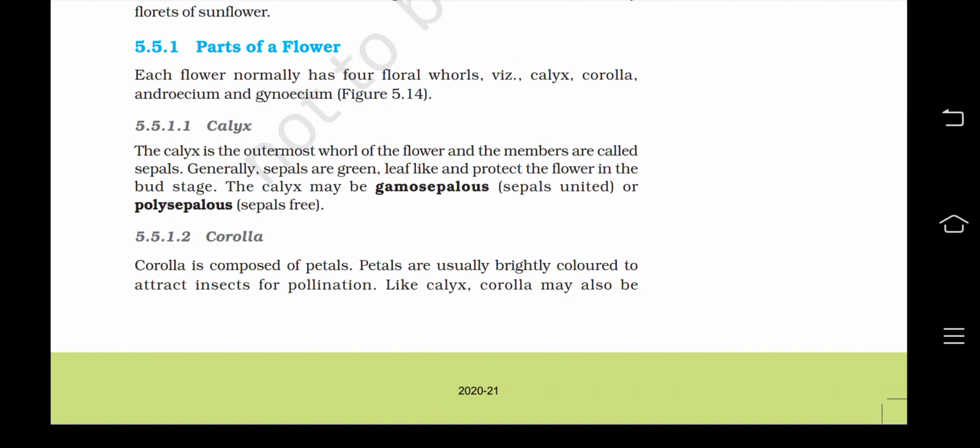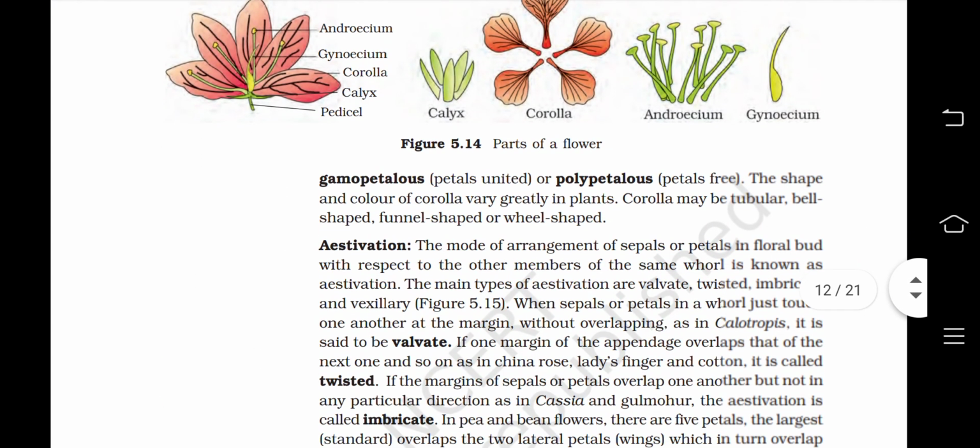Corolla. Corolla is composed of petals. Petals are usually bright colored to attract insects for pollination. Like calyx, corolla may also be gamopetalous, petals united, or polypetalous, petals free. The shape and color of corolla vary greatly in plants. Corolla may be tubular, bell-shaped, funnel-shaped, or wheel-shaped.